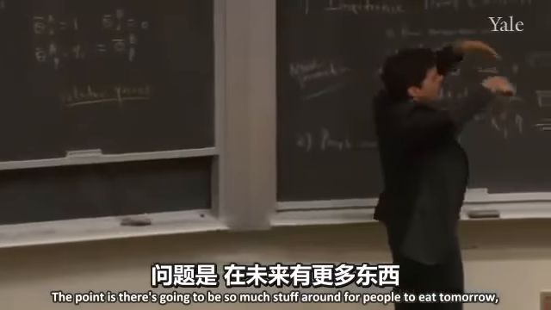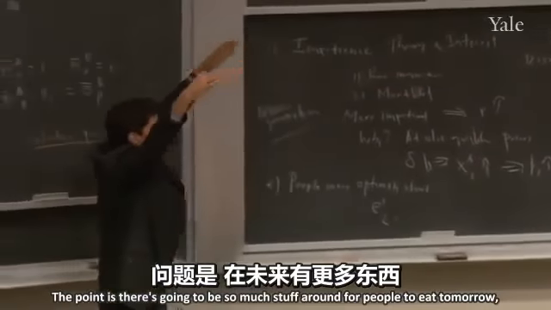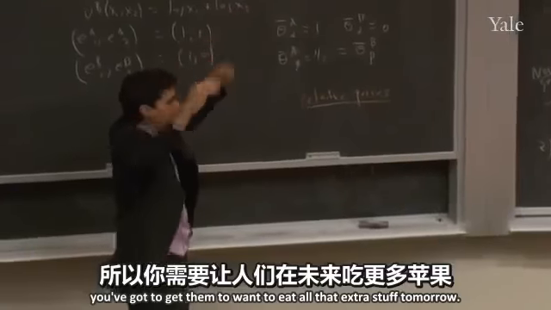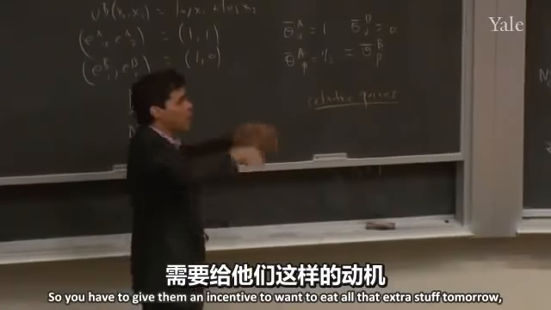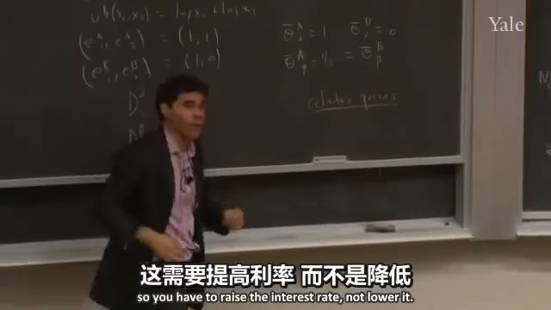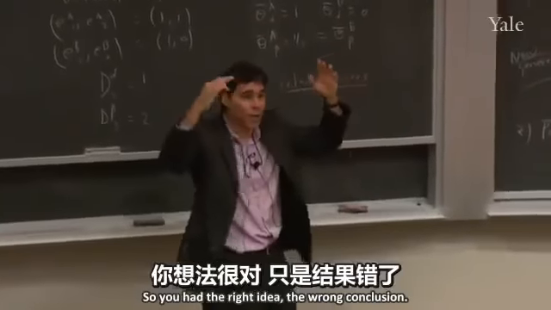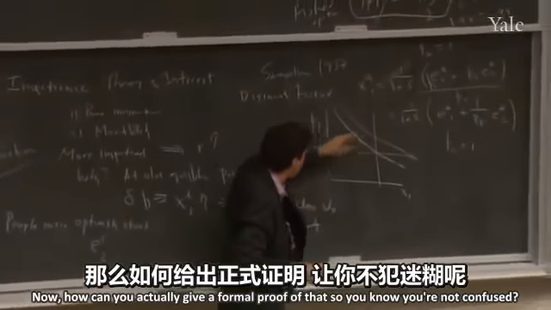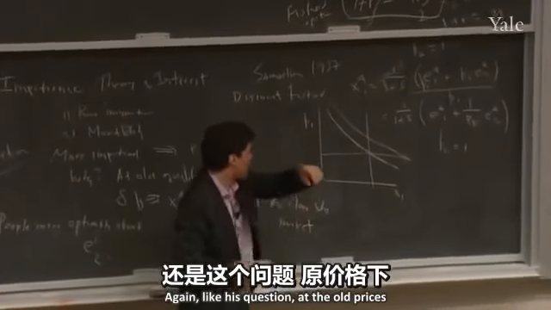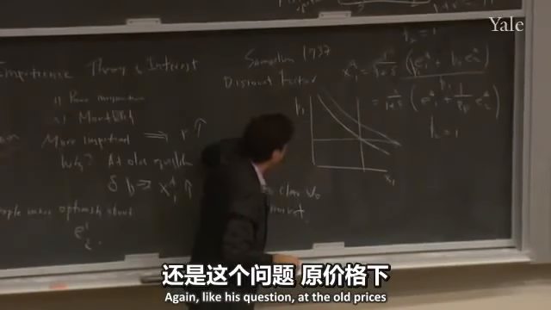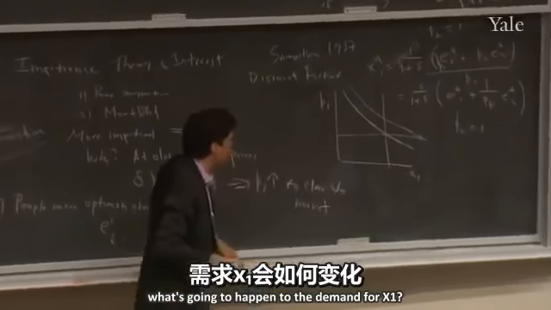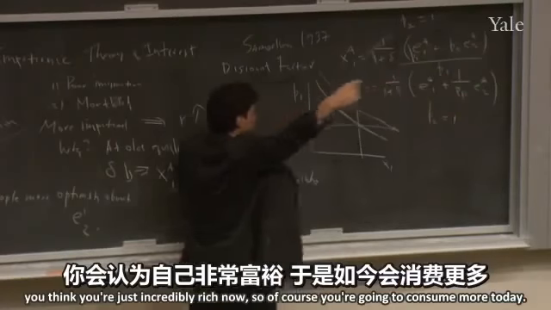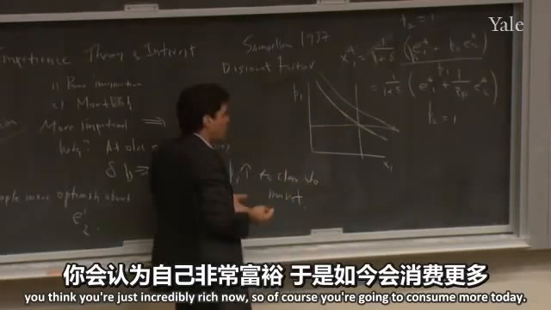The point is there's going to be so much stuff around for people to eat tomorrow, you've got to get them to want to eat all that extra stuff tomorrow. So you have to give them an incentive, which means you have to raise the interest rate, not lower it. You had the right idea, the wrong conclusion. Now, how can you give a formal proof of that so you know you're not confused? At the old prices, what's going to happen to the demand for X1? Since you're going to be so rich in the future, you think you're incredibly rich now, so of course you're going to consume more today.